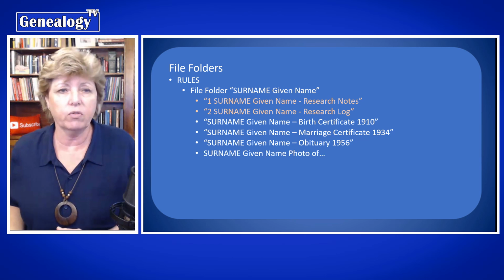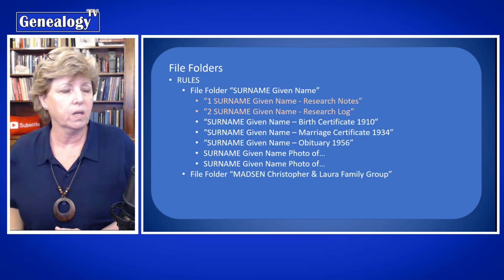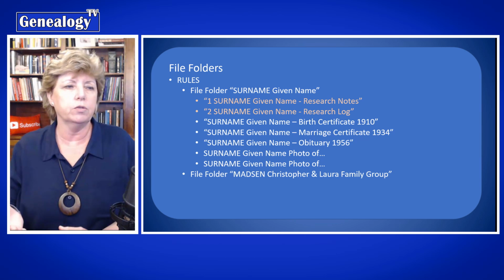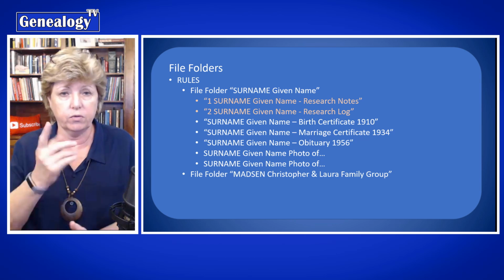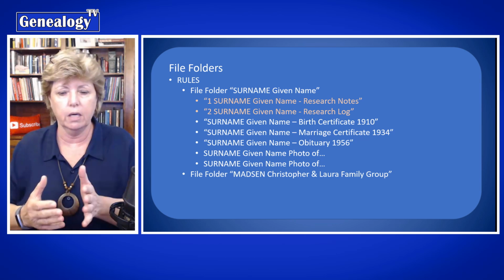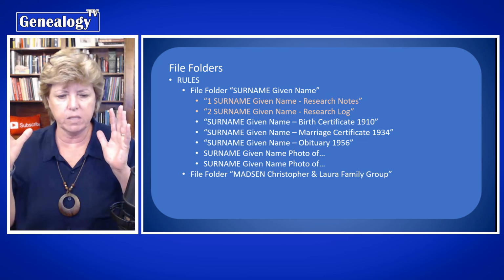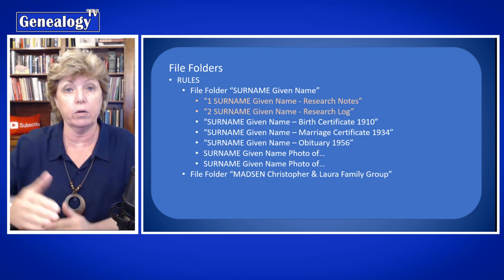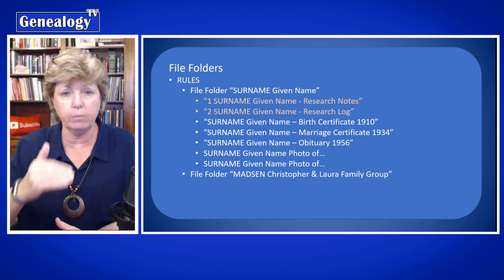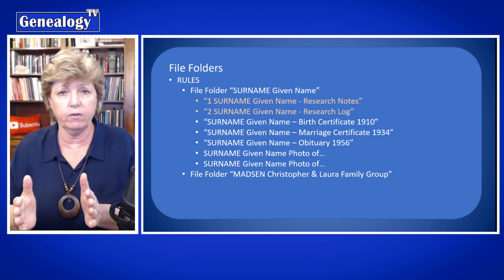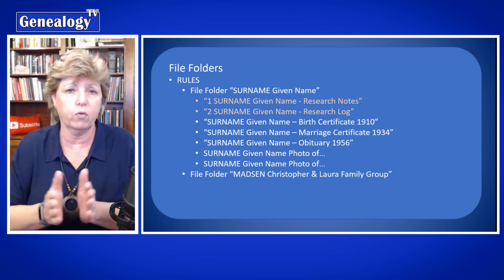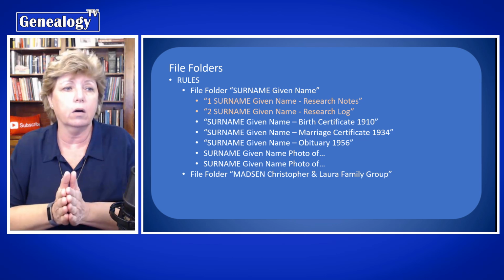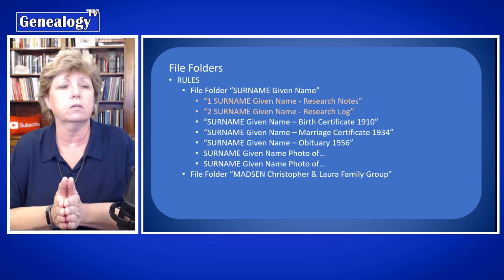You can do the same thing with photos. Okay. So here's an example for Christopher Madsen. You can also do a file folder for groups. And I'll do this because not every document is for just one person, and I don't want to copy this. Like if you've got, say, a registry from a wedding where there's a whole bunch of family members who have put their name down in that registry, you have a copy of it for your documents. And so what I will do is I'll create a folder for the couple and call it, you know, here it's the Madsen, Christopher, and Laura family group.